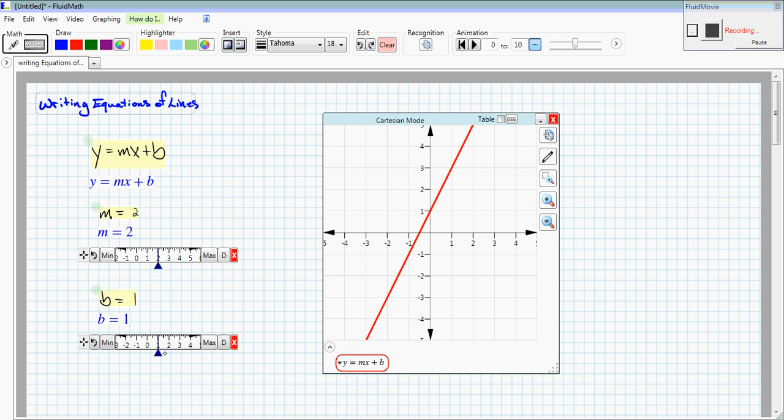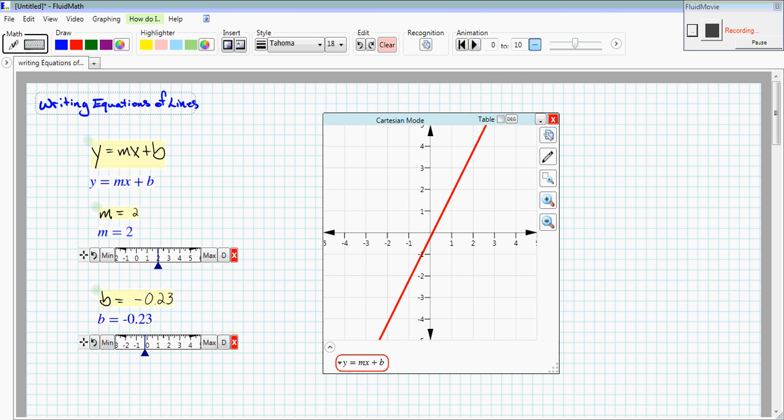But again, as that moves up or down the y-axis. Okay? So those are the two things that we have to find. Now the y and the x, they represent every xy ordered pair on this line.